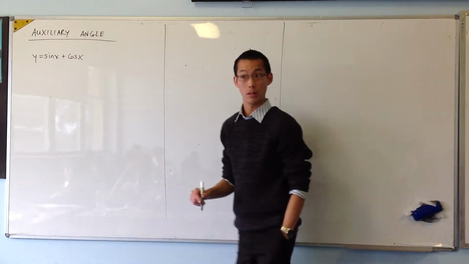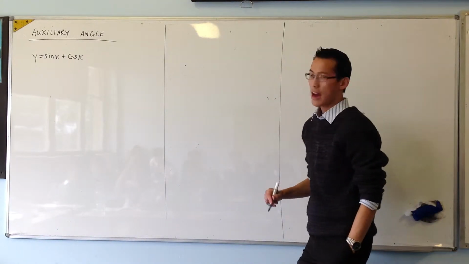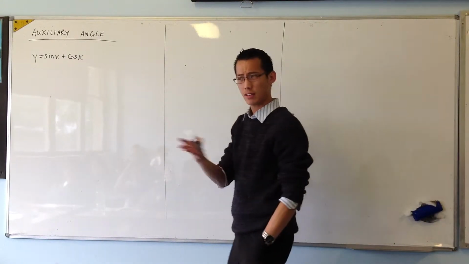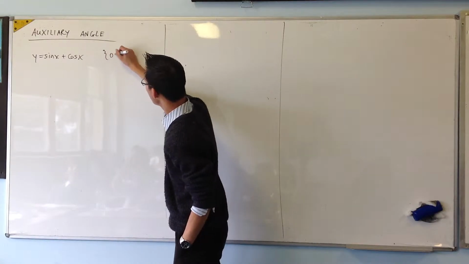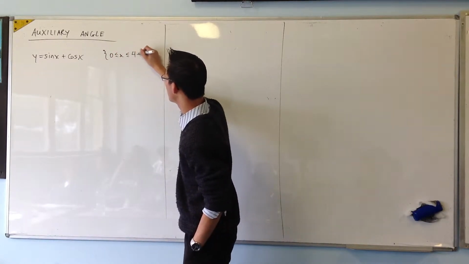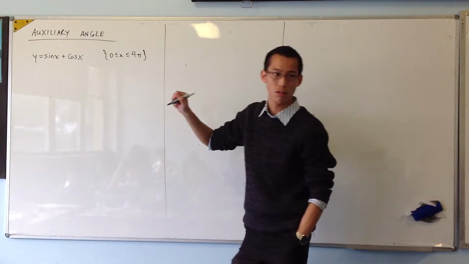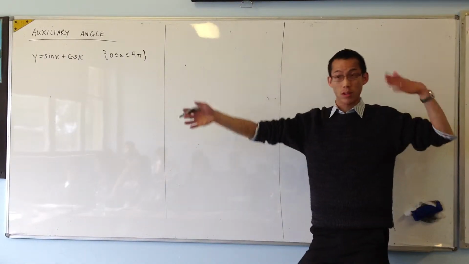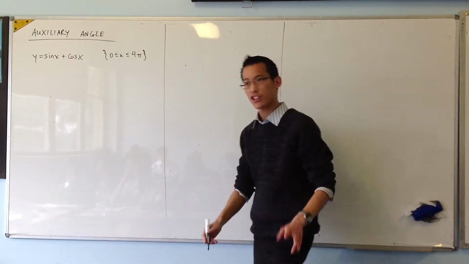Except I just want to think about what it looks like. Okay? Now let's draw this, just roughly. Let's just sketch it out. Usually we draw things from 0 to 2 pi, but today, to illustrate something unusual, I'm going to double that domain, 0 to 4 pi. Okay? So let's sketch it out roughly.